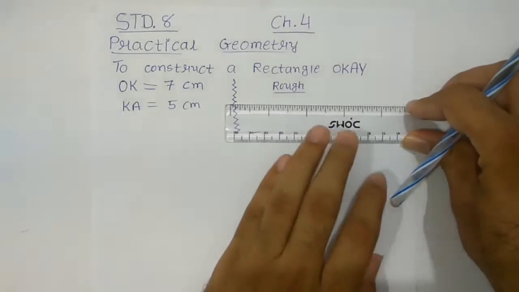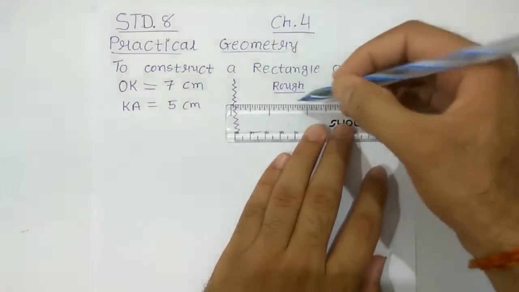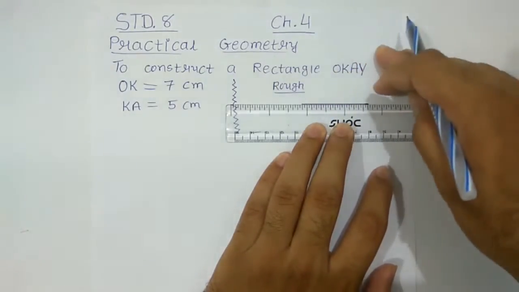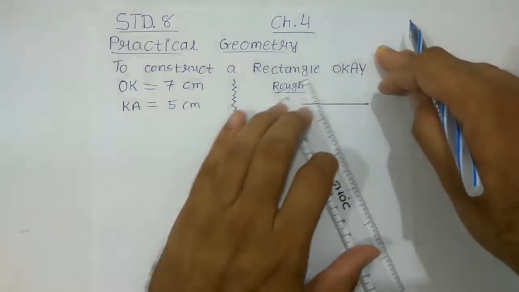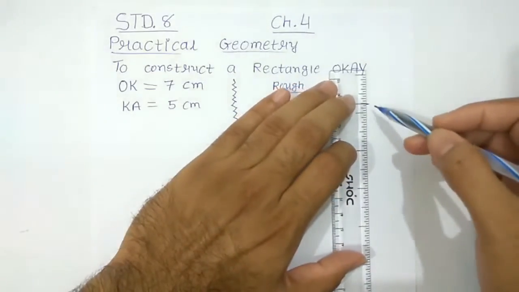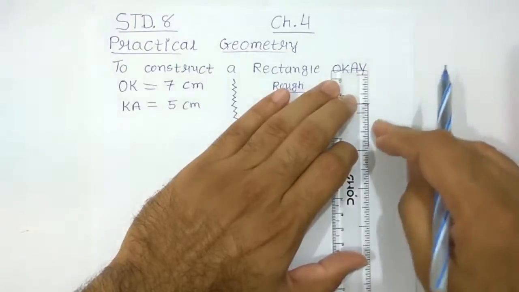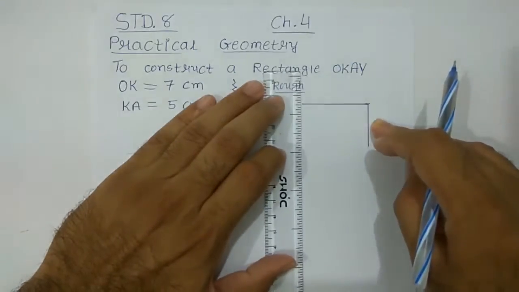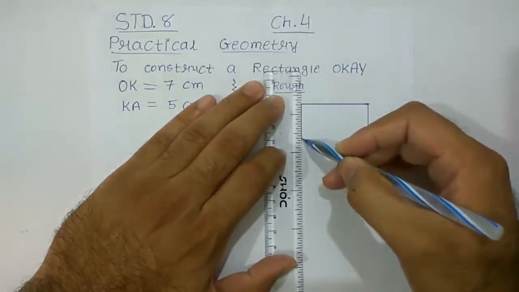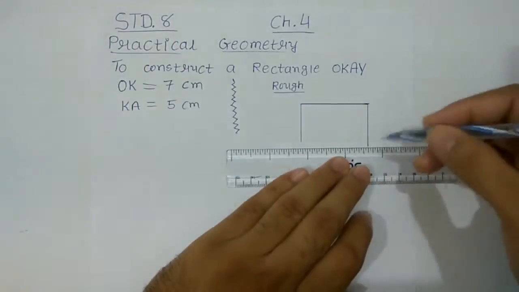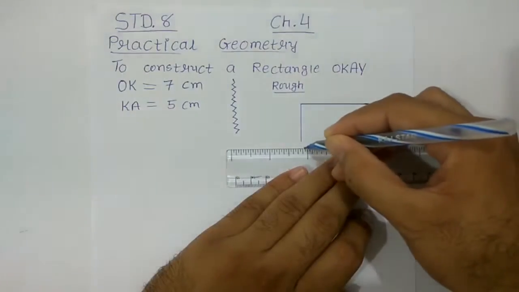Whenever we draw the rough diagram and put the dimensions whatever we have given, then we get the idea how we can construct this rectangle with only two dimensions. Okay, so we make a rough diagram of a rectangle, right? This is the fourth side.